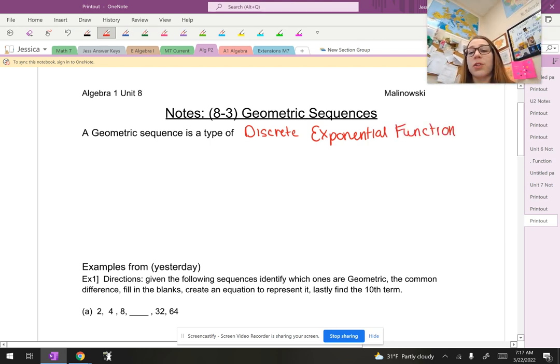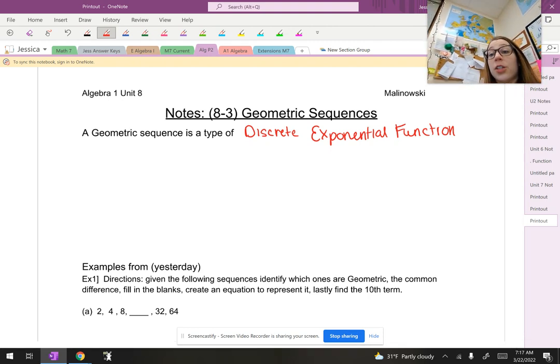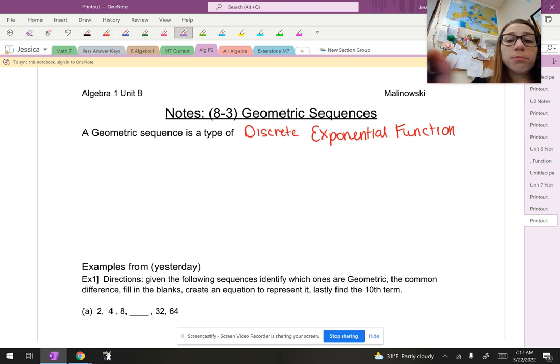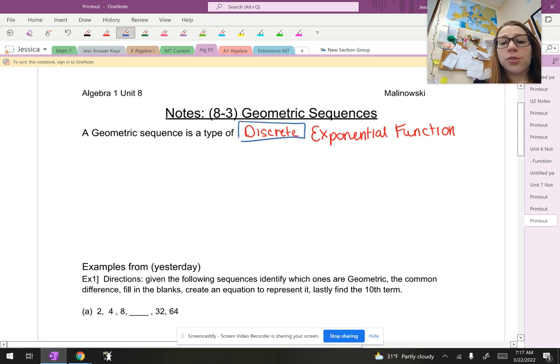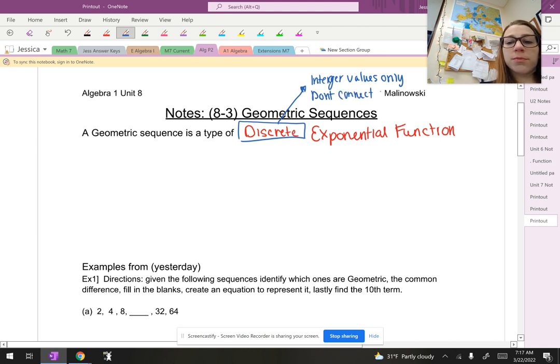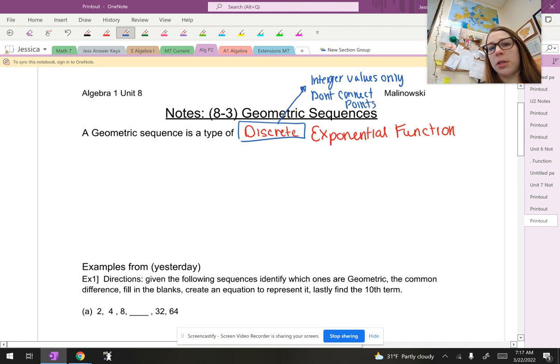In the previous lesson, we looked at arithmetic sequences that were a type of discrete linear function. So these ones are just exponential. Remember, the fact that it is a discrete function tells you that you are using integer values only, right? So whole numbers only, no decimals, no fractions. And that when you graph them, you don't connect those points. So those are two important things that basically define what discrete means.